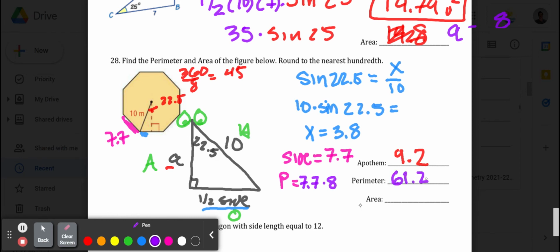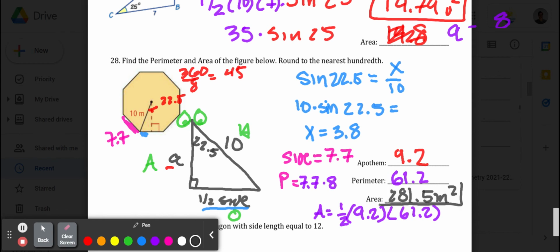61.2. And then we just have to do 1/2 apothem times perimeter. That should give me my final answer of 281.5. And that's in square meters. So that's definitely by far one of the more challenging ones.